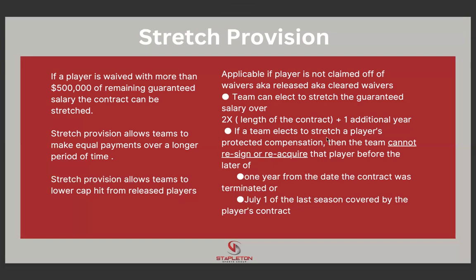All right. If a team elects to stretch a player's protected compensation, so the guaranteed amount, then the team cannot re-sign or reacquire that player before the later of 1 year from the date the contract was terminated or July 1st of the last season covered by the player's contract. So if they stretch a player's contract, they can't re-sign or reacquire that player until the later of either of these two occurrences.